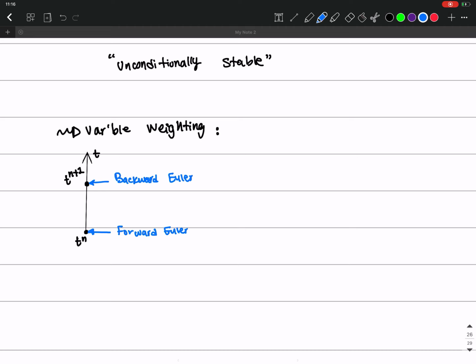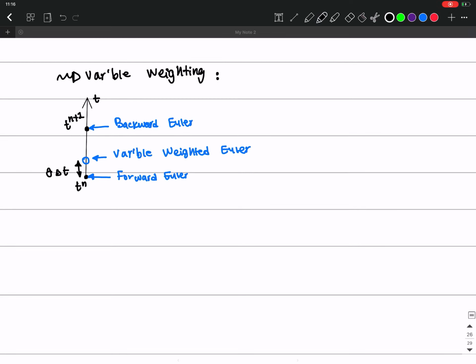And if we evaluate it in the middle, somewhere like here, say, it is variable weighted Euler. Okay. And this length is theta delta t. So this is the length for this variable weighted Euler method.